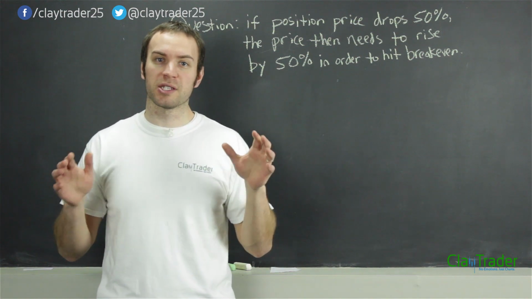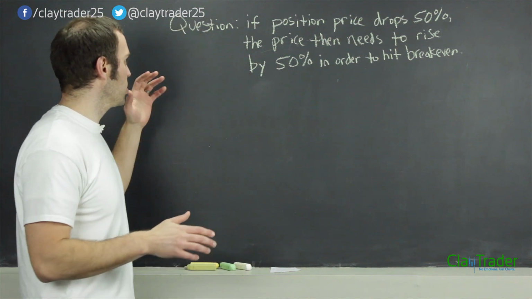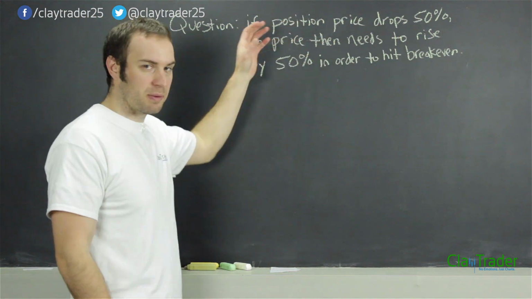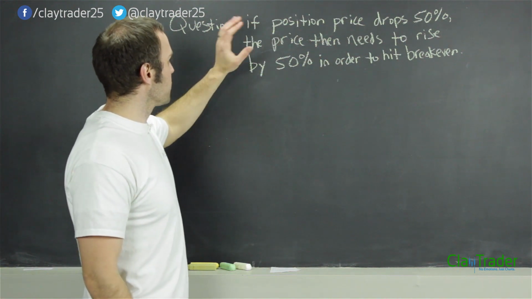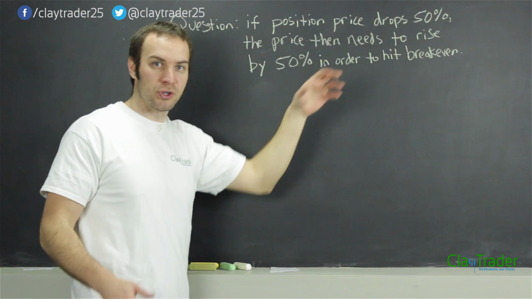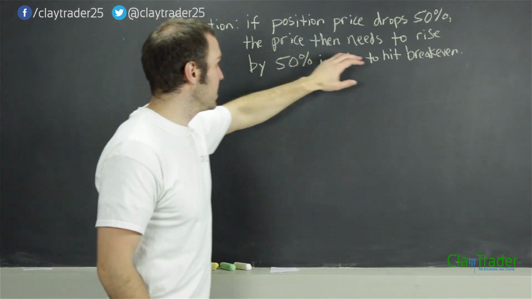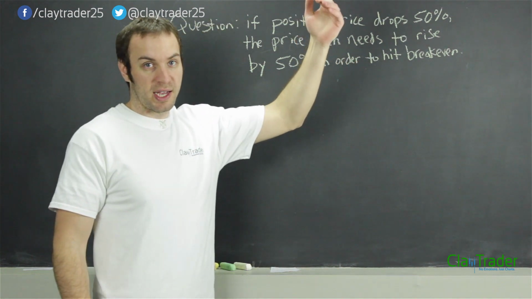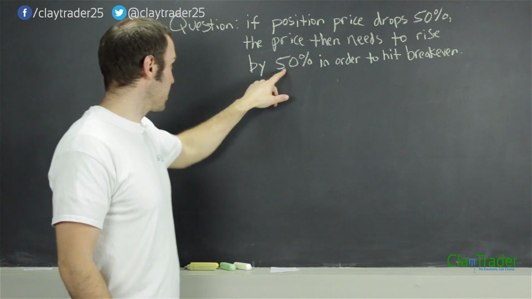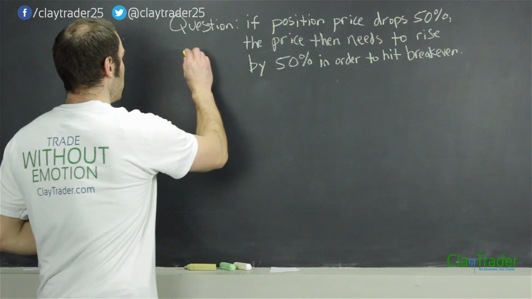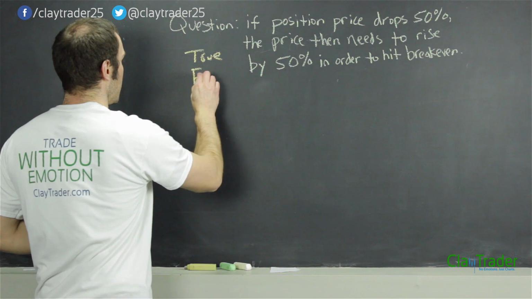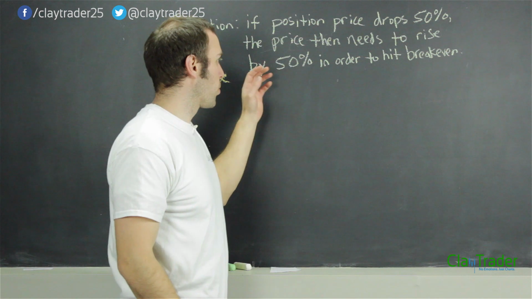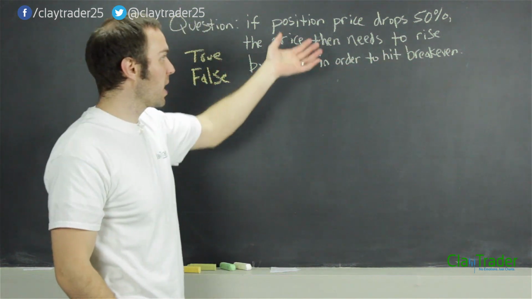Before we go any further, let's start things off with the question. If your position, and that could be a stock, a bond, an option, it could be anything, is in a position and the price drops 50%, so you lose half of its value, the price then needs to rise by 50% in order to hit break even. So is this true or false? And be honest. Your position price drops by 50%. In order to get back up to break even, it needs to then rise by 50%.